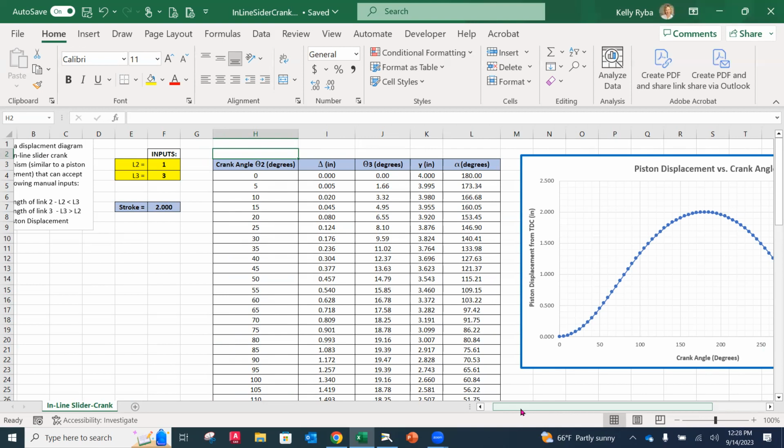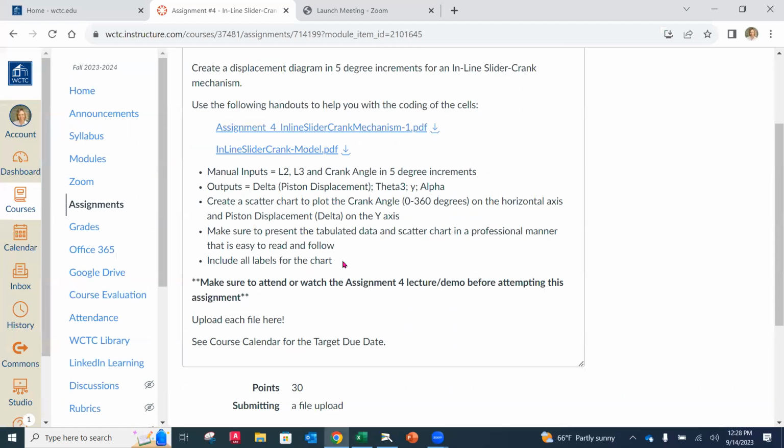If we look back at our assignment, you have your manual inputs here, and outputs, as we just talked about: create that scatter diagram, and then make sure to present the tabulated data and the scatter chart. Make sure that you do it in a professional manner that's easy to read and also easy to use. That's part of it. And then include all your labels in the chart. I put that as an extra little note there.